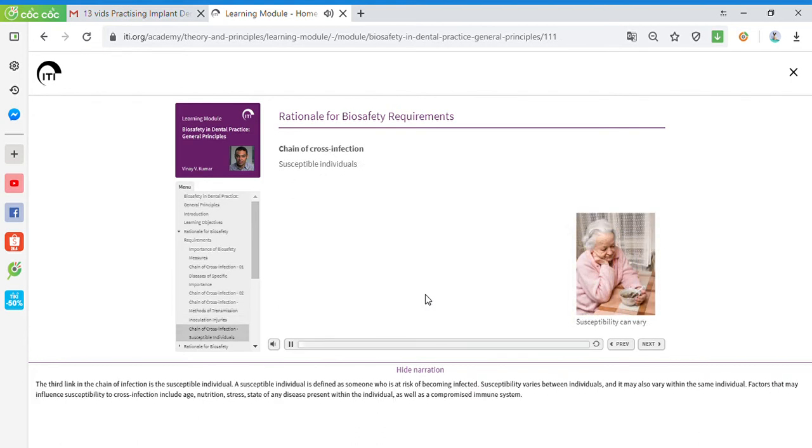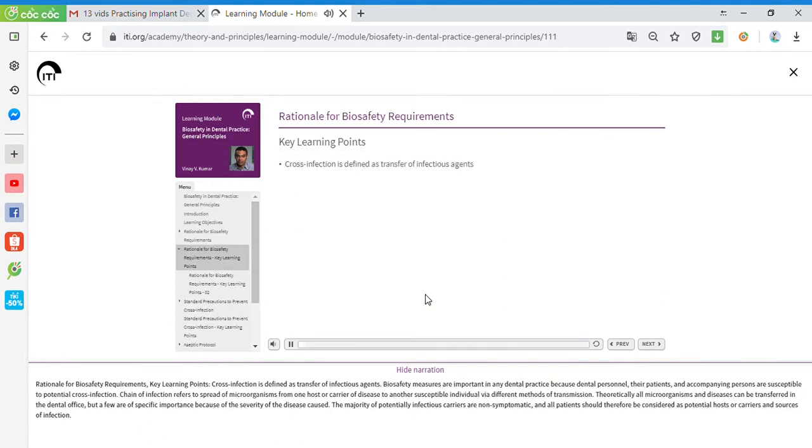The third link in the chain of infection is the susceptible individual. A susceptible individual is defined as someone who is at risk of becoming infected. Susceptibility varies between individuals, and it may also vary within the same individual. Factors that may influence susceptibility to cross-infection include age, nutrition, stress, state of any disease present within the individual, as well as a compromised immune system.